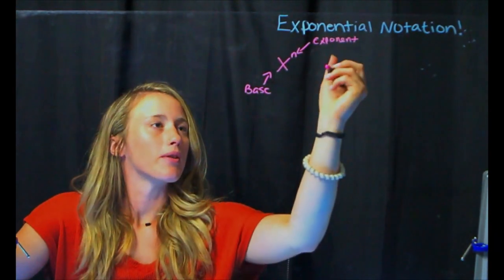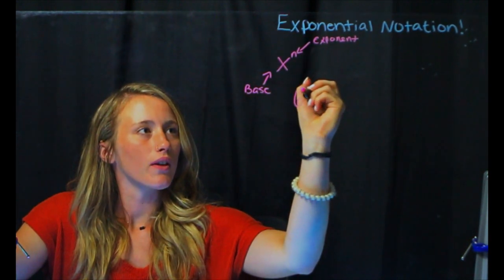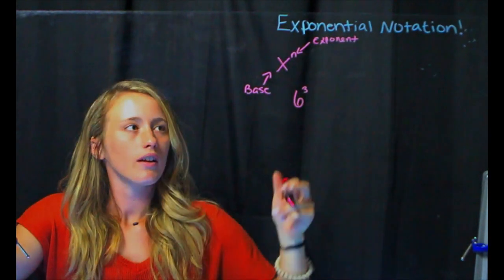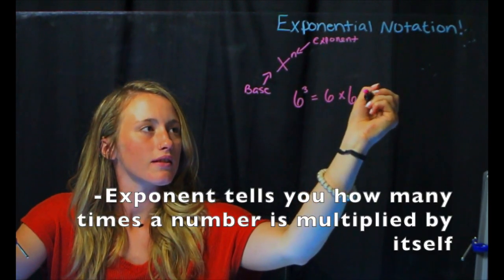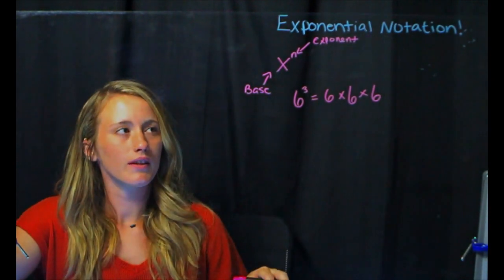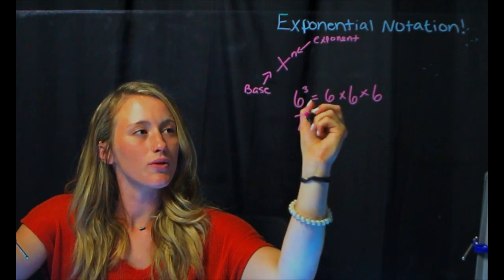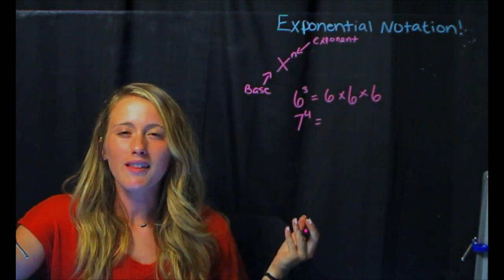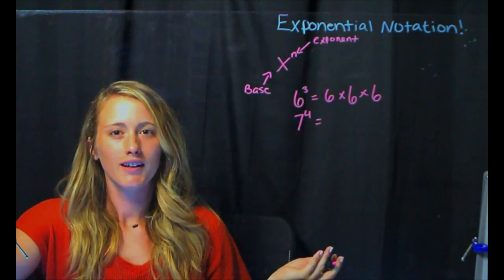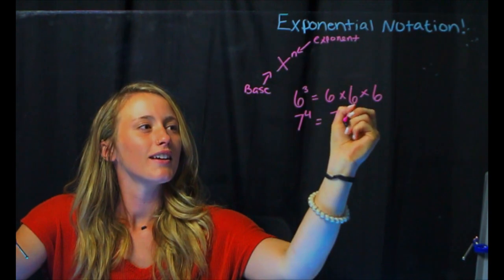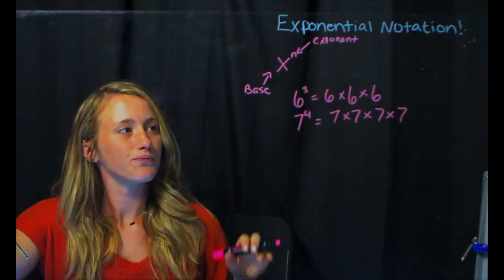When we're talking about exponents, let's put numbers in it now. If I have 6 to the third power, that actually equals 6 times 6 times 6. So class, if I have 7 to the fourth power, what do you think that's going to equal, following our pattern from above? You guessed it, 7 times 7 times 7 times 7.